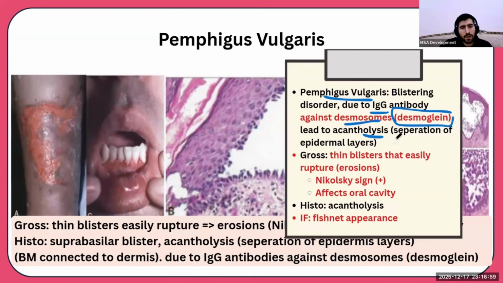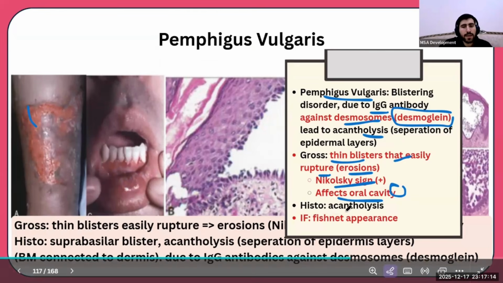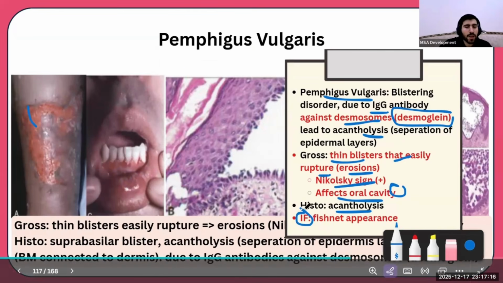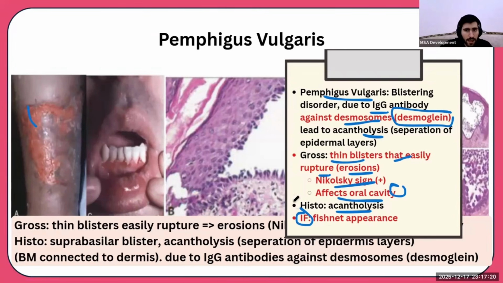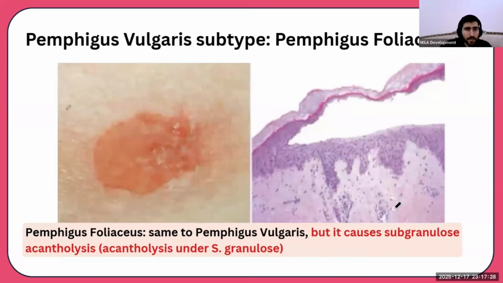So pemphigus vulgaris is a blistering disorder due to IgG antibody against desmosomes, leading to acantholysis. Grossly, it's a thin blister that easily ruptures and causes erosions, so it's painful. It is Nikolsky sign positive and it affects the oral cavity. Why? Because you remember that you had an erosion in your mouth one day. Histology wise, acantholysis, and if we do immunofluorescence, we see where the IgG antibody is. We will see them all over the place. It's called fishnet appearance. I will show you that later on.